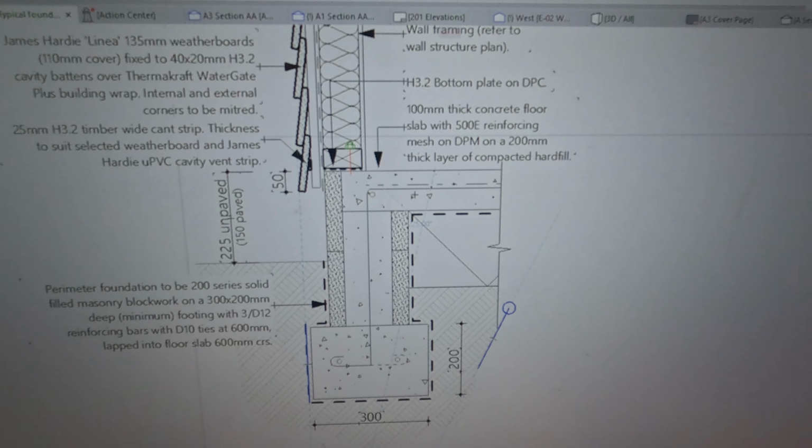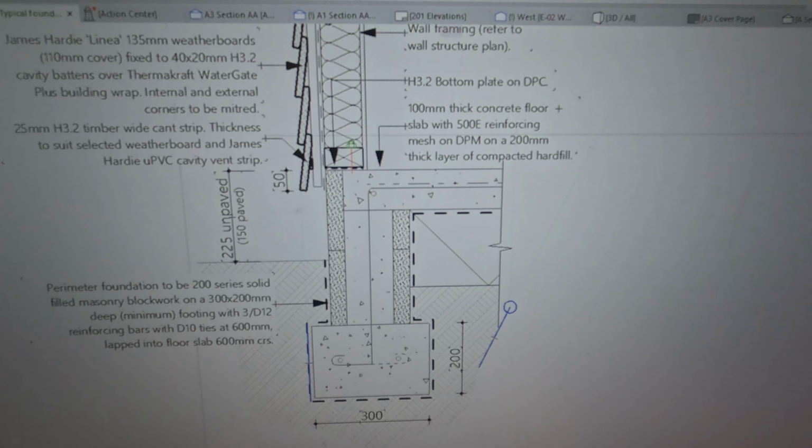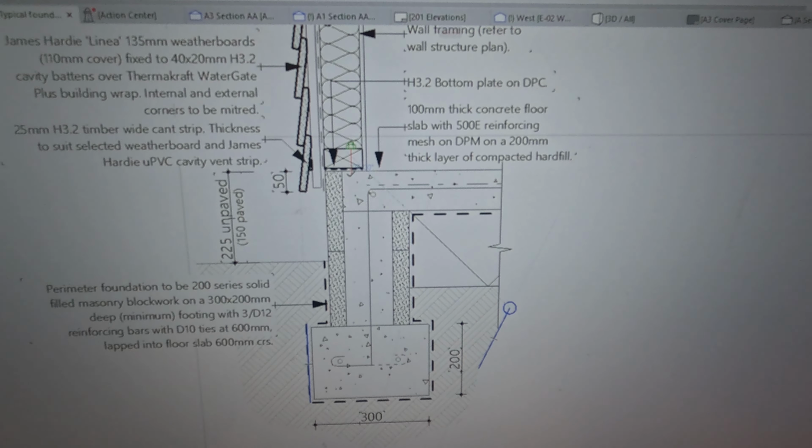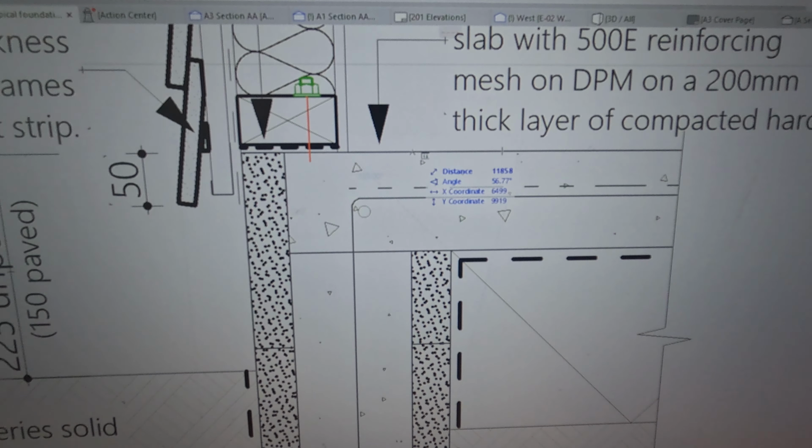And then of course the typical slab is normally 100 mil thick with specified mesh as per the structural engineer. The common mesh that we use is about 500E, and that has different types. It could be S62, S72, or any other depending on the structural engineer's specifications. Inside the slab you'll have your mesh, embedded about 30 to 35 mil.